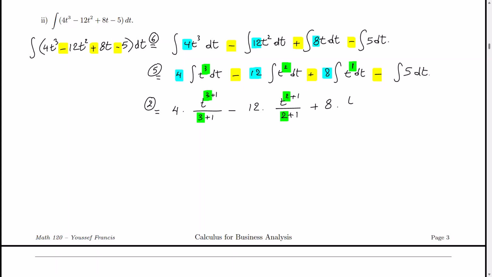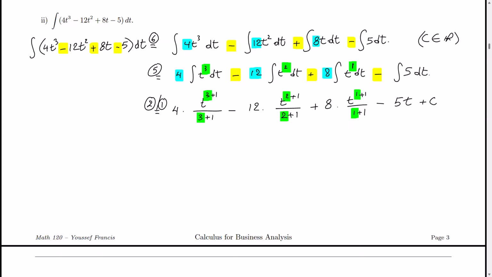So I use the same rule again. I take the existing power and I add 1 to it, and I do the same thing again in the denominator. So 1 plus 1. And finally, the 5. The 5 does not have any variables. So according to rule number 1, we just put a t next to it, and we put the plus c. The c is just the constant of integration. So c is a real number. Okay, so that's pretty much how that works.